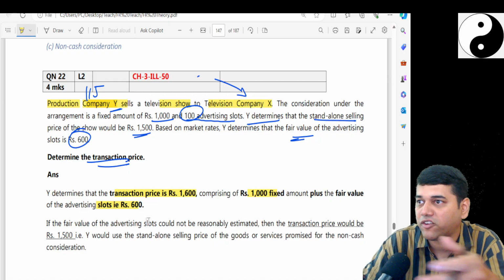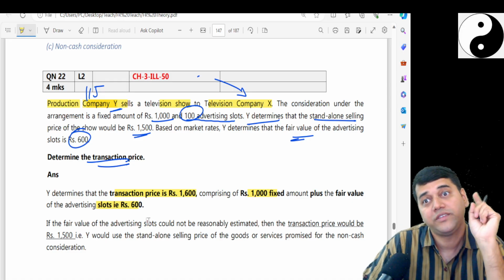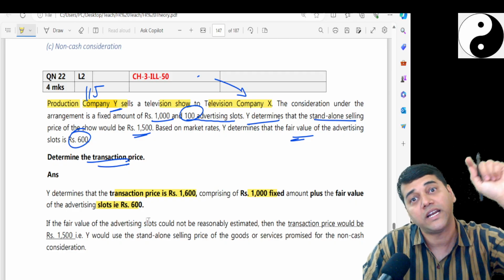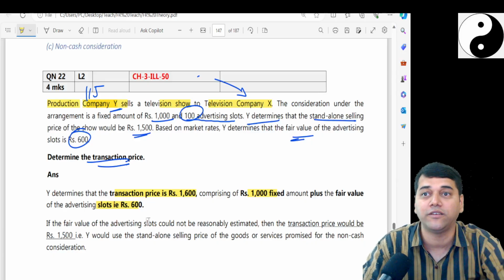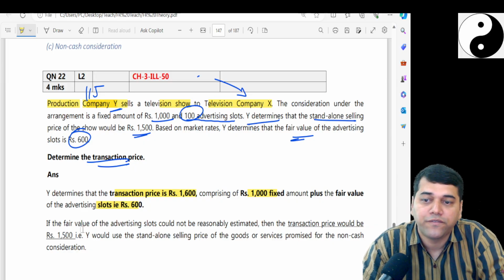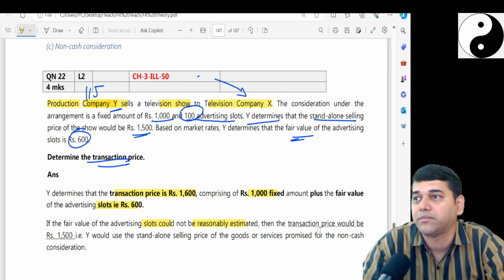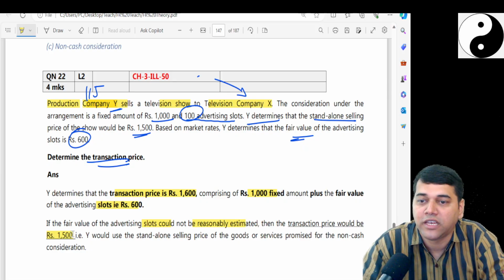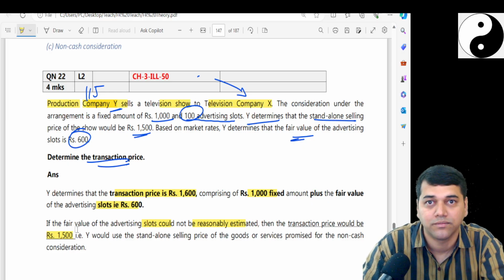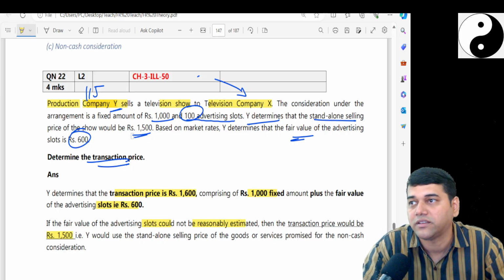If it is between the same line of business, is it the same line of business? No. What if ZTV gives its advertisement slot to Udaya TV and Udaya TV gives its advertisement slot to ZTV? No, that's not acceptable. So if the fair value of the advertising slot you could not estimate, then what's the transaction price? Standalone selling price, that is 1500. If you can't measure it, not what you received. You received 1000 plus slot, but if you don't know the value, then 1500 is the transaction price.